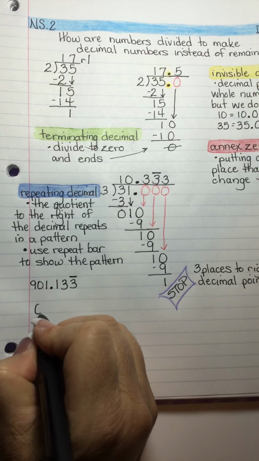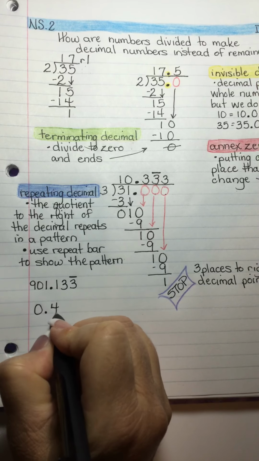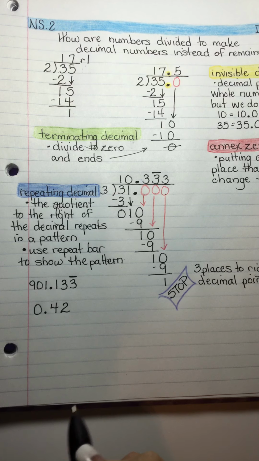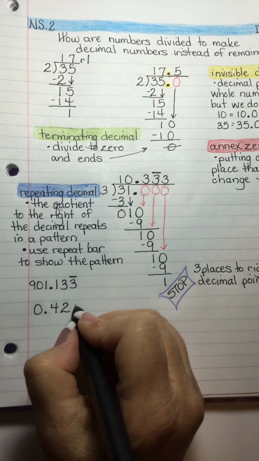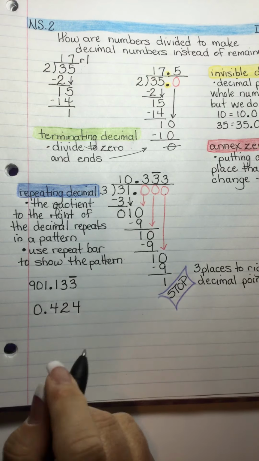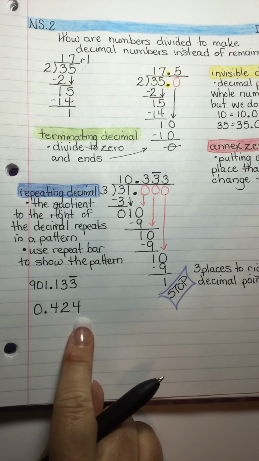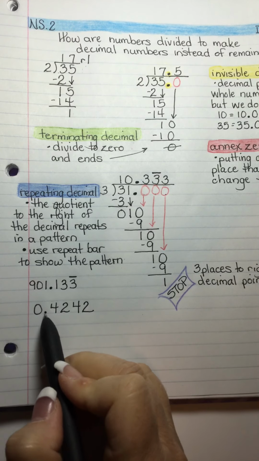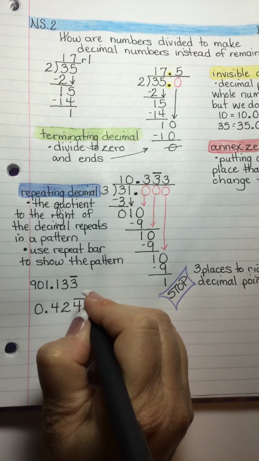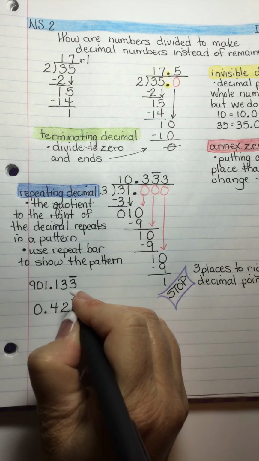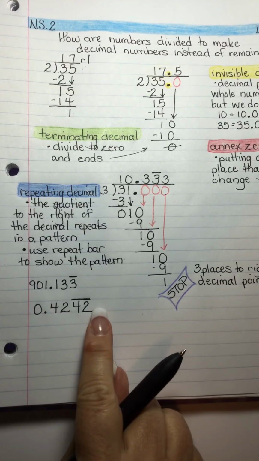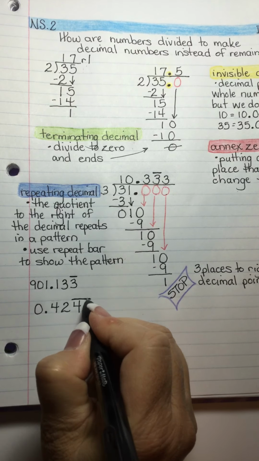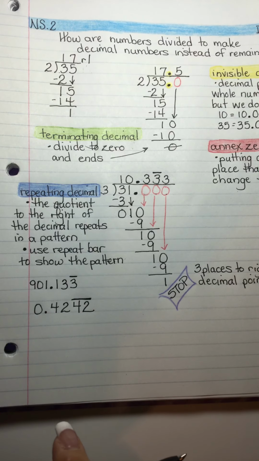There are some problems that come out where the quotient has a 4 and then a 2, and you say, okay, well, we're going to have a bunch of different numbers, and then another 4 shows up. You might want to go to another spot, another place past the decimal point, and you would find that the 4 and the 2 are the repeating. It would go 4 2 4 2 4 2 4 2 forever and ever and ever. So your repeat bar would go over the 4 and the 2.